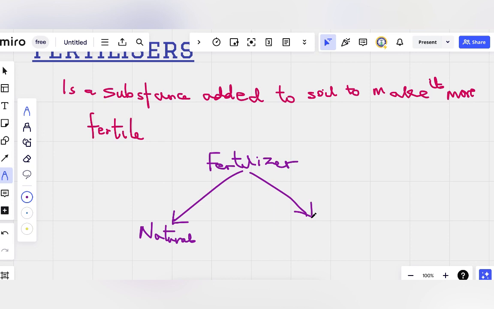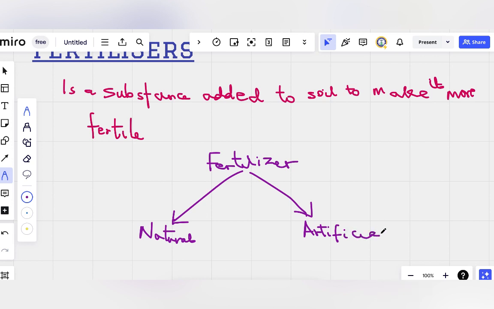Okay, then we have the artificial ones. The artificial ones are the ones we manufacture, like the NPK fertilizers, like the ammonium sulfate, ammonium nitrate, all these fertilizers. These are artificial ones, the ones we manufacture. So we call them the artificial fertilizers. Okay, so we have the artificial fertilizers, which include NPK fertilizers. We have the ammonium sulfate, ammonium nitrate. All these are called the artificial fertilizers.